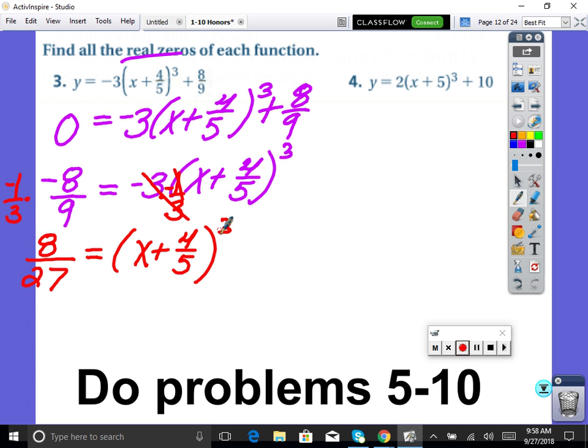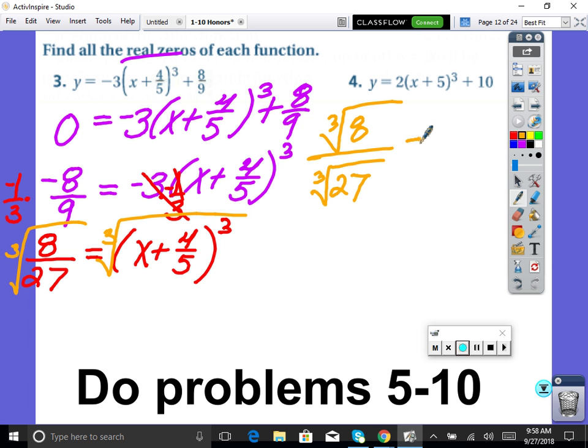Then we'll cube root both sides. Cube root. We have a fraction. We need to split it up. So we have the cube root of 8 over the cube root of 27 is equal to x plus 4/5. Now see if the cube root simplifies. 2 over 3, not plus and minus, right? It's either positive or negative. This one was positive because they were both positive. And then that's equal to x plus 4/5.